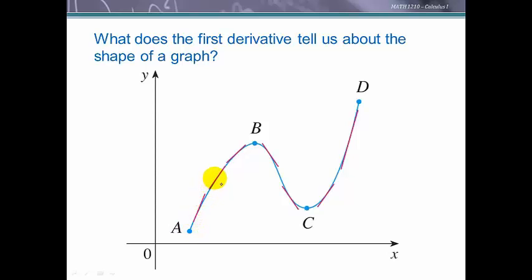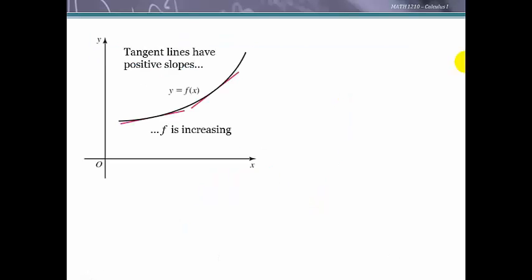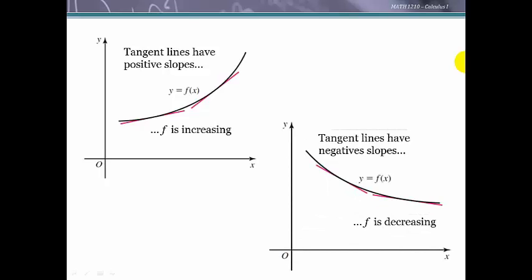From a to b, we see this function is increasing, and we see that the derivative is always positive there. From b to c, we see that this function is decreasing, and the derivative between b and c is always negative. And from c to d, the function is increasing, and the derivative, the slope of the tangent to the curve there, is always positive. When tangent lines have positive slopes, the function is increasing. When the tangent lines have negative slopes, the function is decreasing.